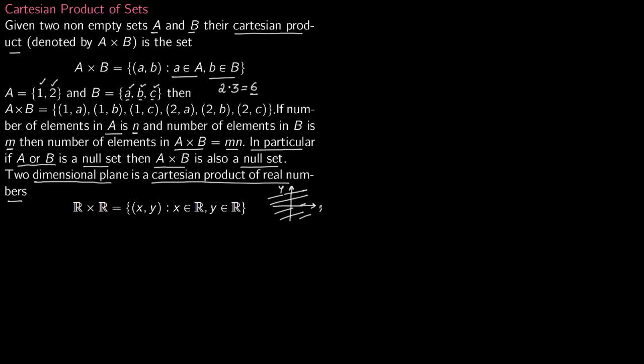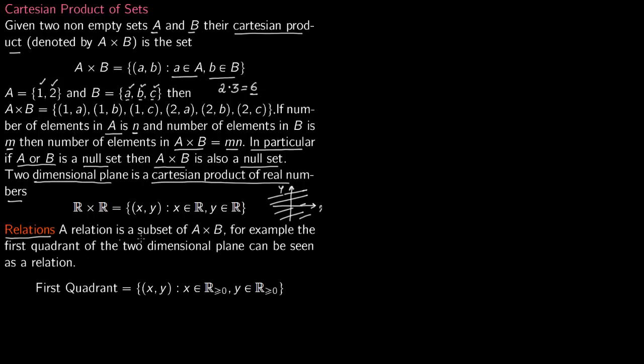Now we talk about relations. A relation is nothing but a subset of a Cartesian product. For example, if you are considering the two-dimensional plane, the first quadrant of the two-dimensional plane can be seen as a relation.